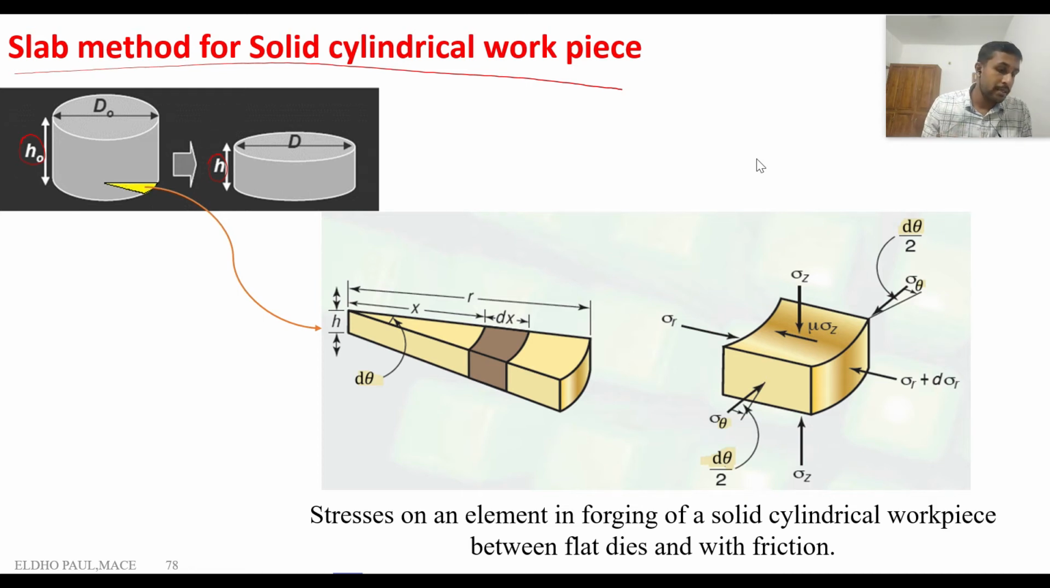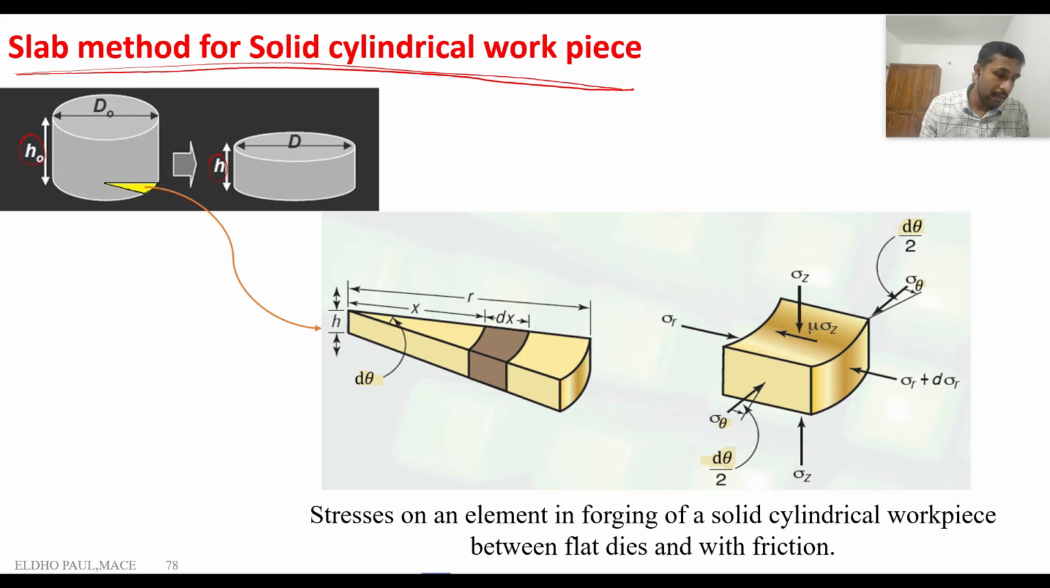So today in this lecture, we are going to continue the analysis from the last lecture, and we are going to study the slab method for a solid cylindrical workpiece. The previous analysis of the slab method was for a rectangular workpiece in plane strain condition, but here it is a solid cylindrical workpiece.